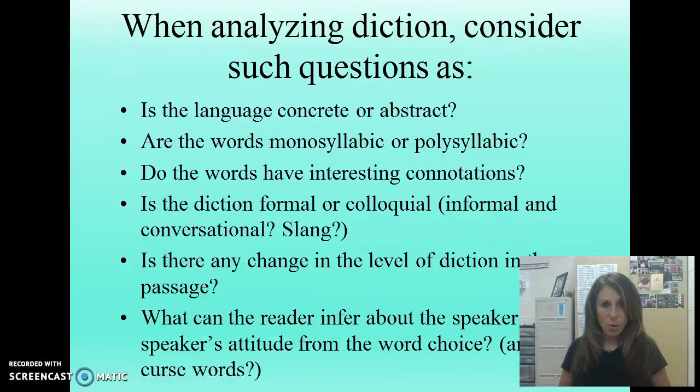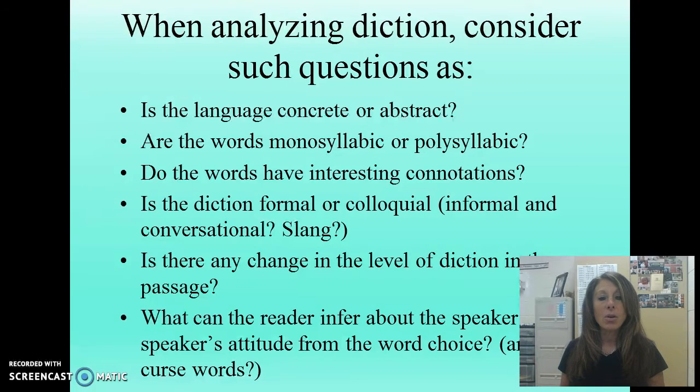Is the diction formal, like really high, elevated vocabulary, very formal words, very sophisticated words, or are the words very colloquial, very conversational? Is there slang being used? Are they informal words being used? Is there any change in the level of diction in the passage? Like when you're reading the story, does the diction change? Does the level change depending on who's talking, what characters are talking?